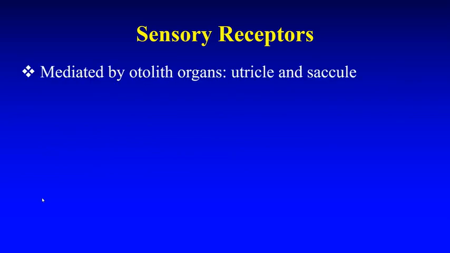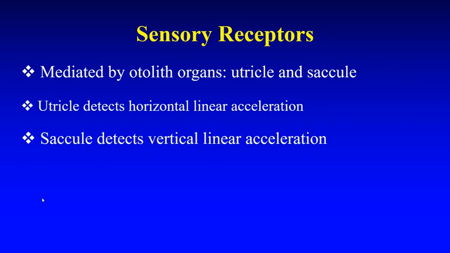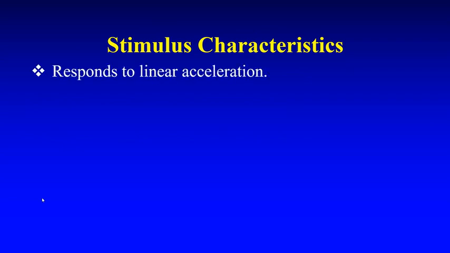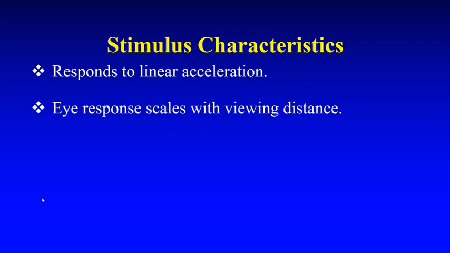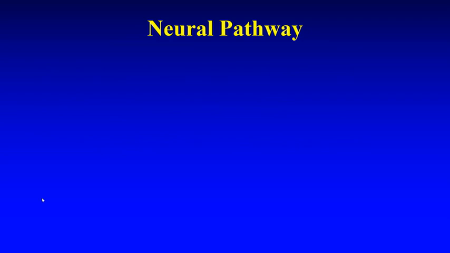Sensory receptors are the otolith organs, that is the utricle and saccule. The utricle detects horizontal linear acceleration while the saccule detects vertical linear acceleration. Stimulus characteristics: response to linear acceleration. The eye response scales with viewing distance, more important for near targets than for far targets.